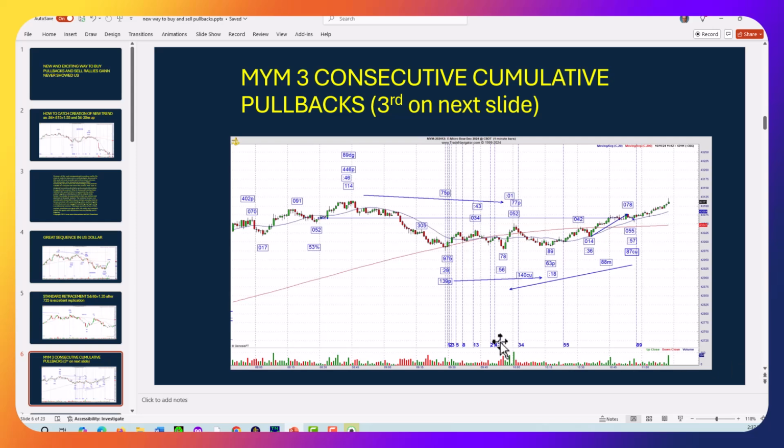Okay, so now we're going to start getting into cumulative stuff. Down here we have 139 points. Then when we go 77 points up, 63 points down, get your calculator, 77 and 63 is 140. So it replicates with the 139.